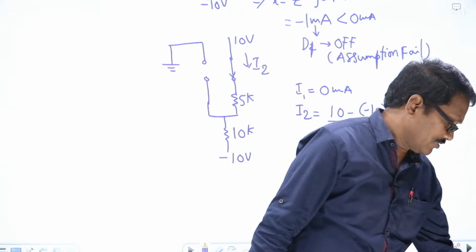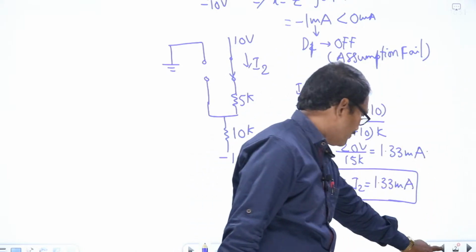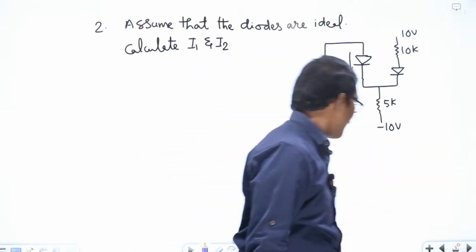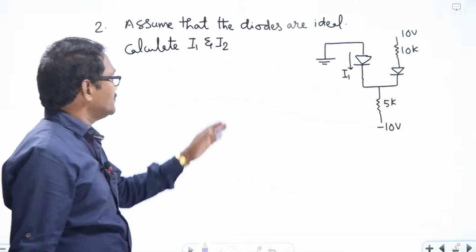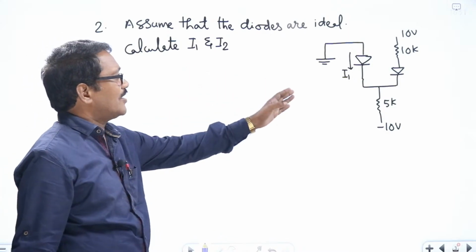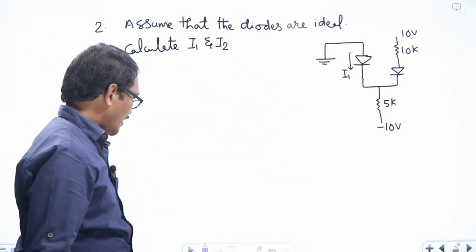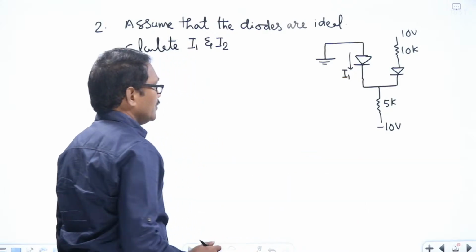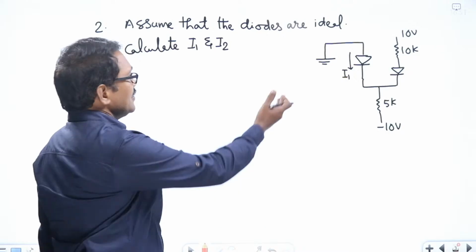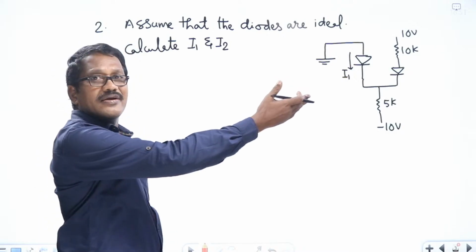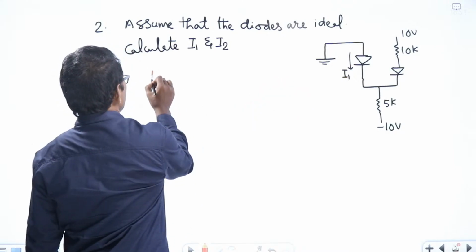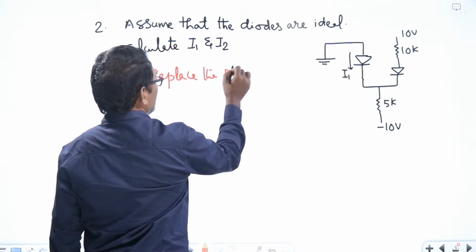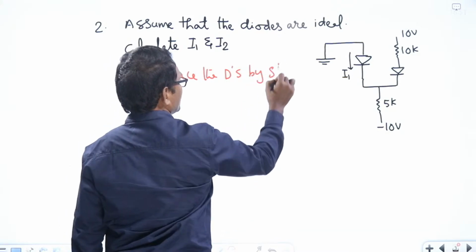So we will see the next problem. Assume that the diodes are ideal. Calculate I1 and I2. Right? So in this case, let us replace the diodes by short circuit.